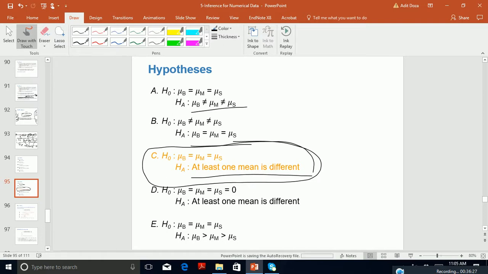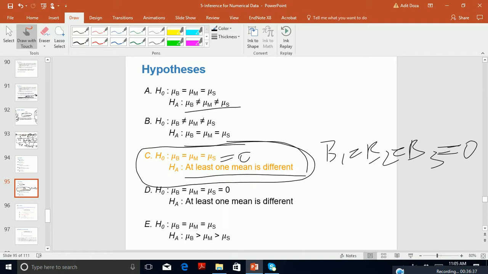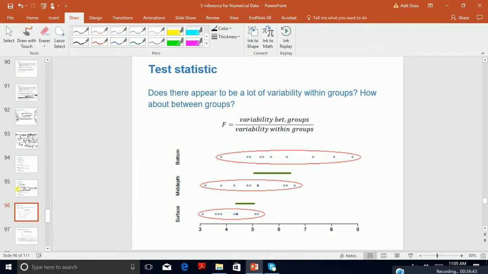Alright. In my case, I assume all the values to be 0: beta 1 equals beta 2 equals beta 3 equals 0. That was my null. So that's how you set it up.